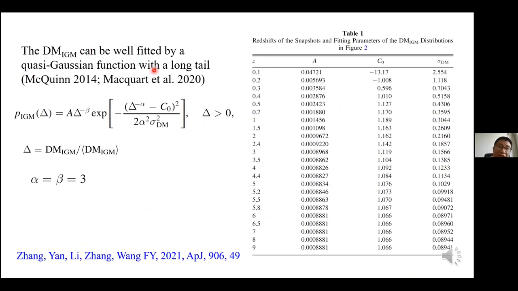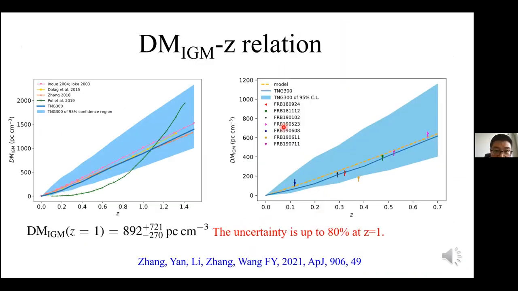The DM-IGM can be well fitted with a quasi-Gaussian function with a long tail, as shown in this equation. The best-fitting values at the different redshifts are shown in this table. Below, we show the DM-IGM redshift relation. In the left figure, we show our derived result as the blue dashed line, and the shaded region shows the 95% confidence region. The left panel shows the localized FRBs and their DM-IGM redshift relation. At redshift one, our value of DM-IGM is about 900 plus 700 minus 300 pc per cubic centimeter. The uncertainty is up to 18%.